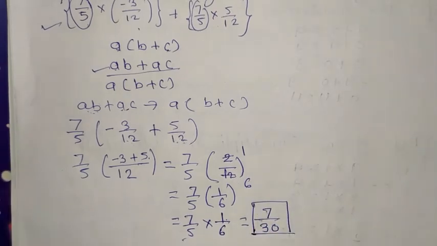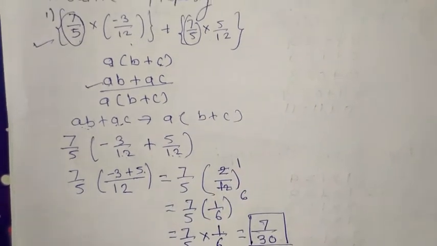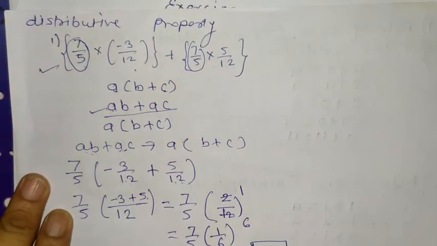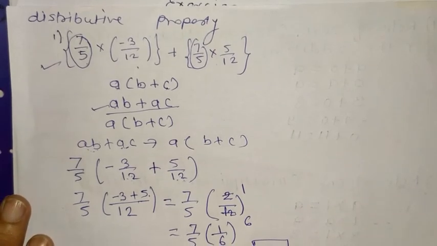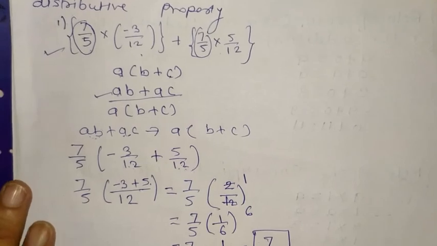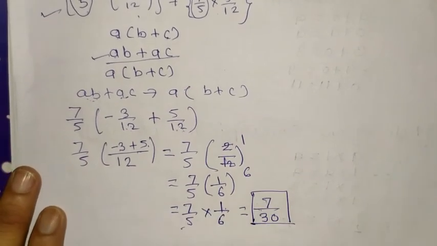So in this way, whenever you get an example like this, you can apply the distributive property so that you can easily solve it. If you don't apply the distributive property, you can also solve it, but it will take more time. If you use the distributive property, your time will be saved and you can easily solve any example.